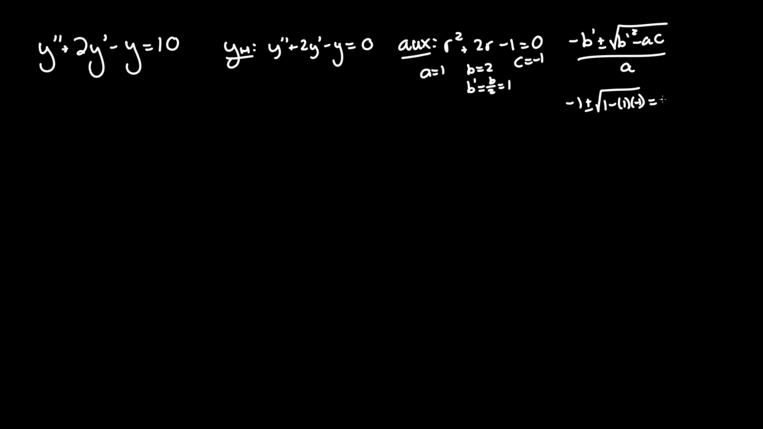So this equals minus 1 plus minus square root of 1 minus negative 1, which is just plus 1. So 1 plus 1 is 2. And we have our homogeneous roots. Our r h equals minus 1 plus minus square root of 2. And as a quick side note, y homogeneous equals c1 e to the negative 1 plus rad 2 times t plus c2 e to the negative 1 minus rad 2 times t.